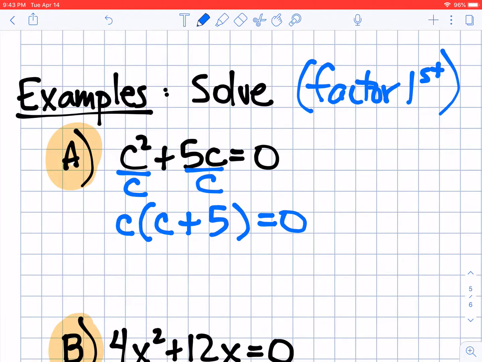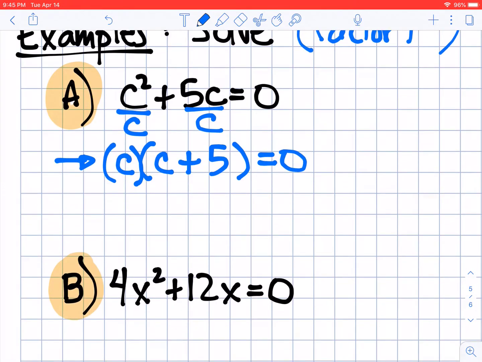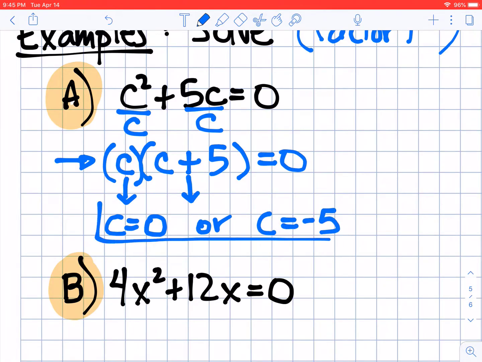So now you can see I'm in a better spot here because I have something times something equals 0. So now one of these two somethings has to be 0. Either this is 0 or this is 0. So my answer is c equals 0 or c equals -5. All right?